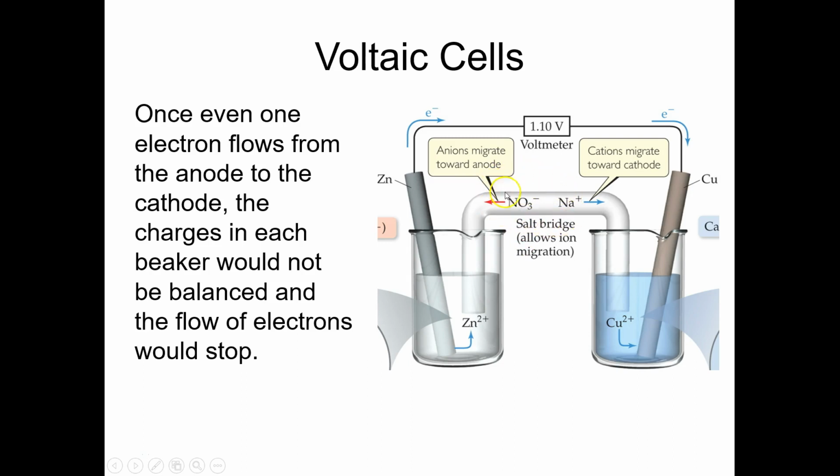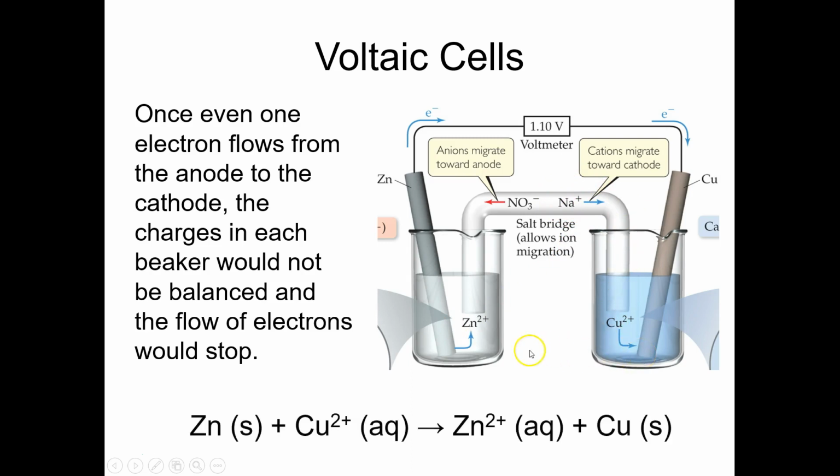And by the way, this is how anions and cations actually got their name. Anions are called anions because they migrate toward the anode. Cations are called cations because they migrate toward the cathode. Once again, this is the overall reaction that is occurring.